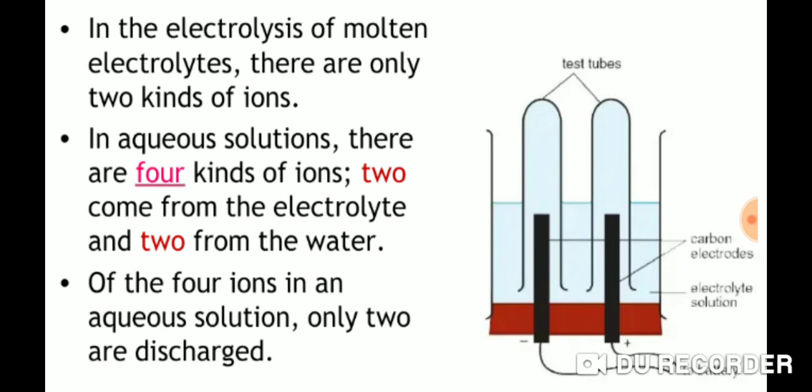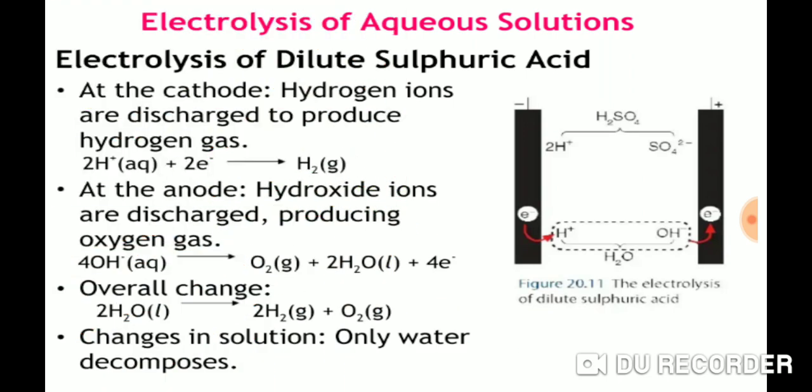Now, aqueous solutions are those which contain water, H2O. When electricity is passed through water, H positive ions and OH negative ions are also formed. So four types of ions are formed. Two come from the electrolyte and two come from the water. It means there are two cations and two anions, so in total we have four ions.